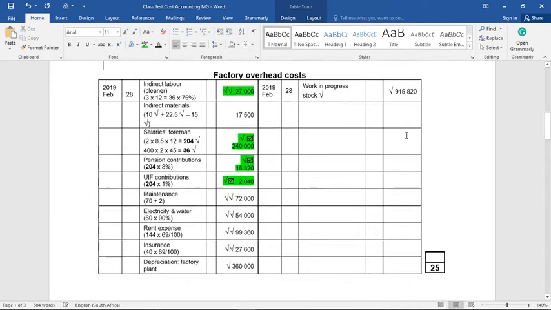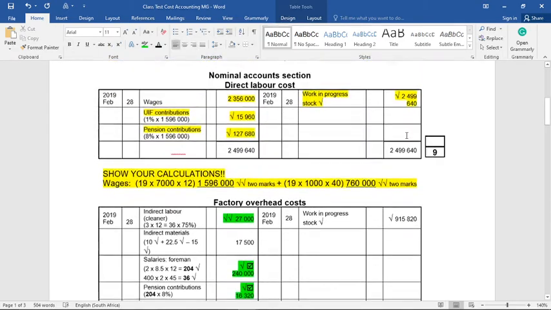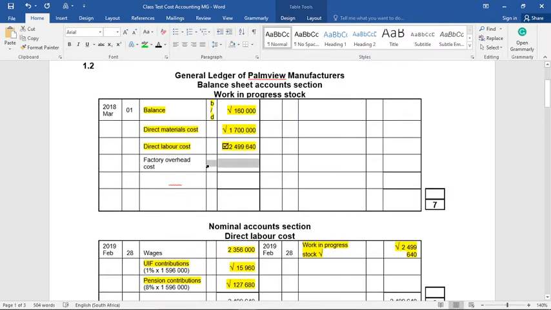Okay, so you are entirely done with factory overheads, and you would take that 915 to the debit side of work in progress. Okay, that means your total of your debit side of work in progress was that. You would go put it on the credit side. Then a lot of you made a mistake here. You've always got two lines reserved here in the work in progress. The one is going to be for what? Finished goods stock, and the other one is going to be for the balance carried down.